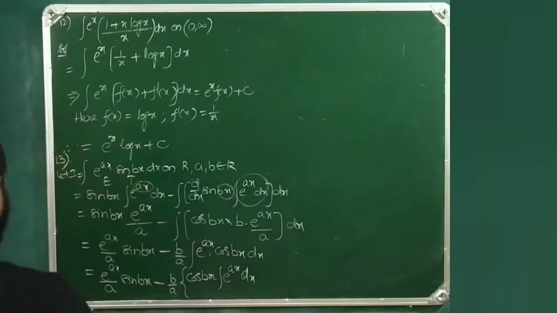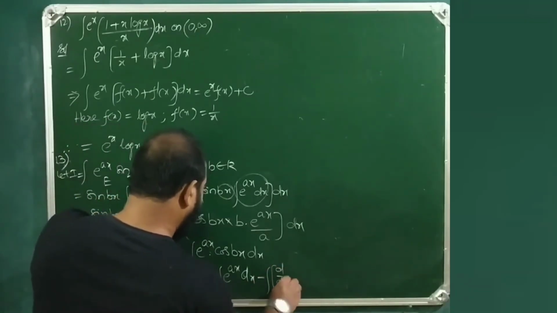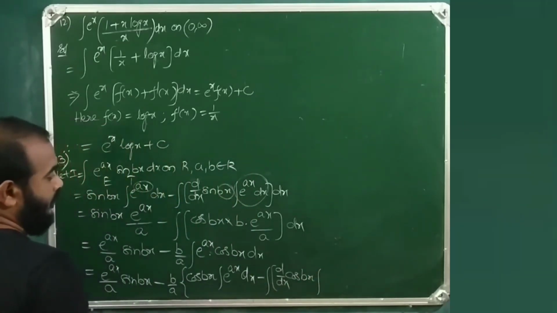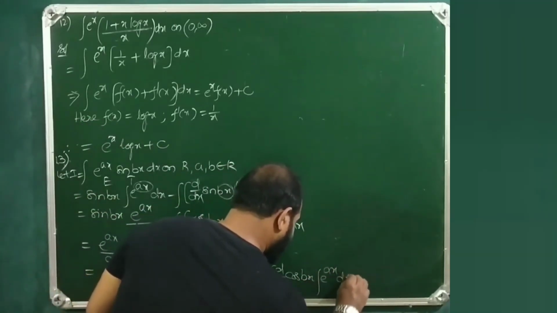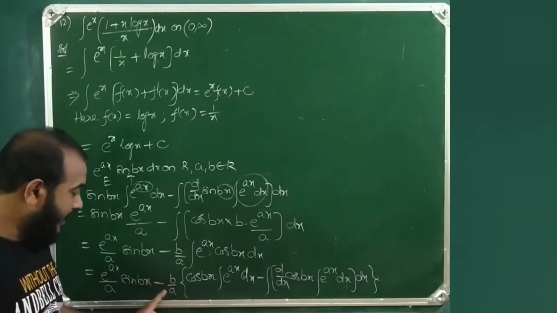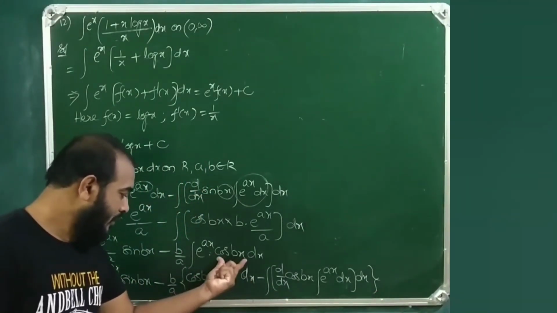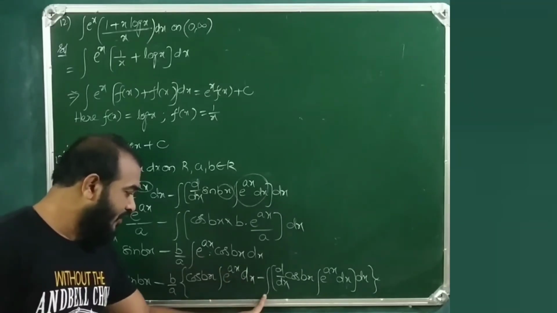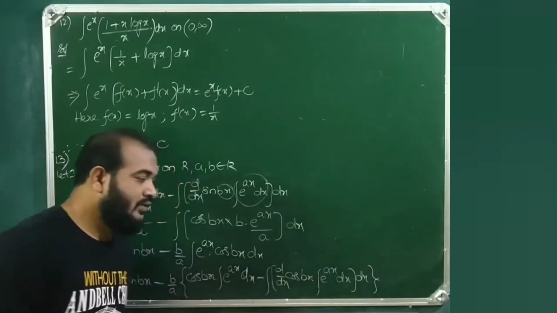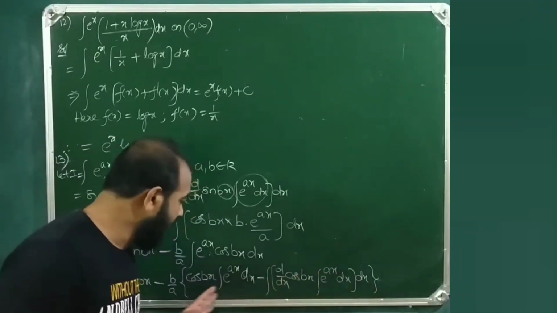So applying this formula: first function into integral of second function dx, minus integral of d by dx of first function into integral of second function dx, whole dx, bracket close. So b by a is getting multiplied as a whole, and b by a is being multiplied with all these terms, right?